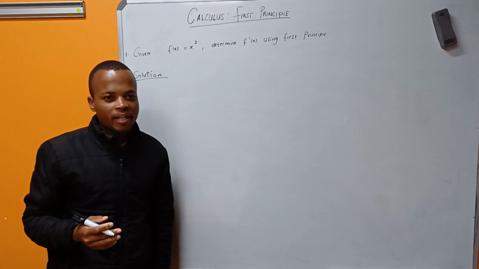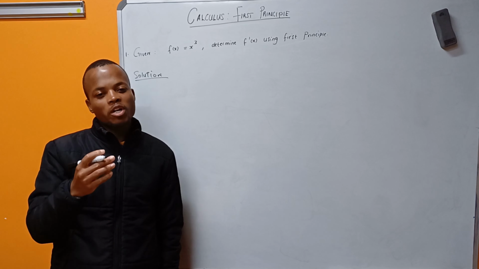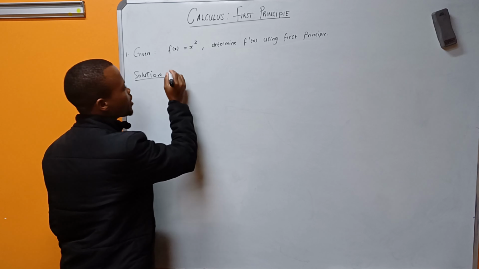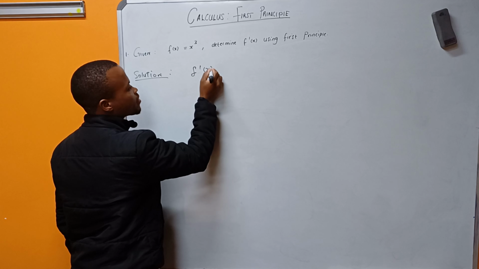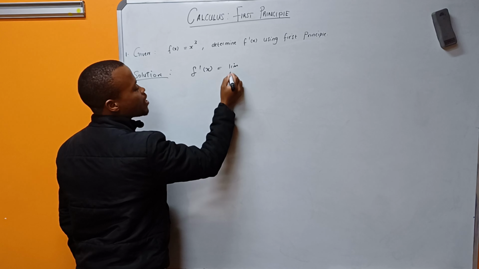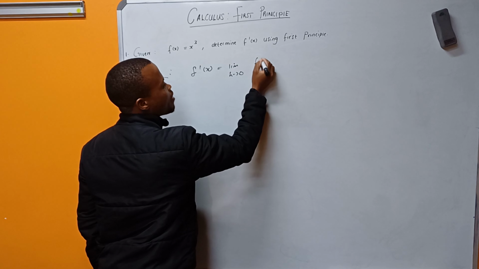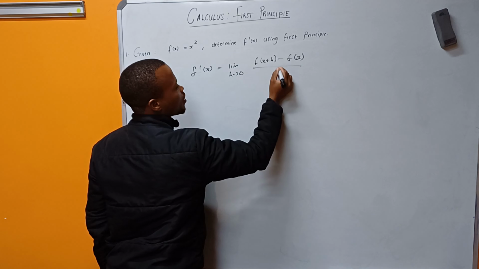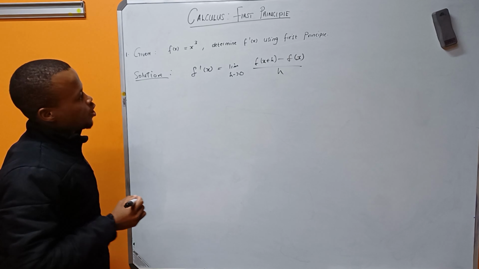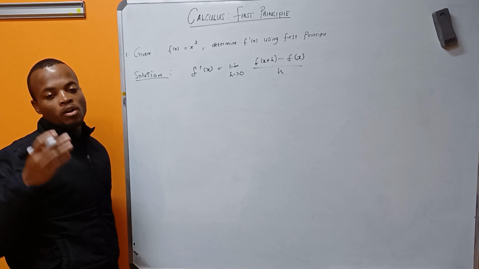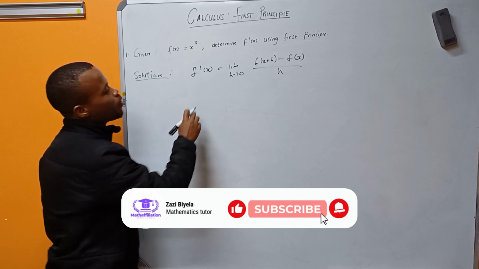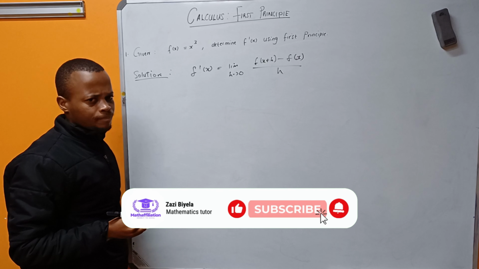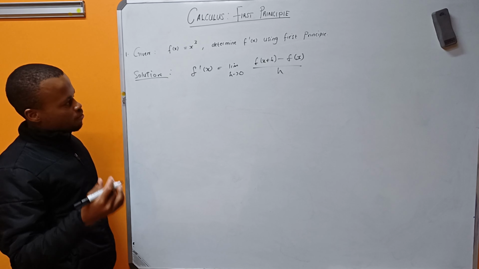On the last page of your question paper, you will be given the formula sheet, and there will be a formula written: f prime of x is equal to the limit as h tends to 0 of f at x plus h minus f at x, all over h. So this is the formula that will be there on your formula sheet. We will be using this formula to find f prime of x. Okay, how do we find f prime of x?